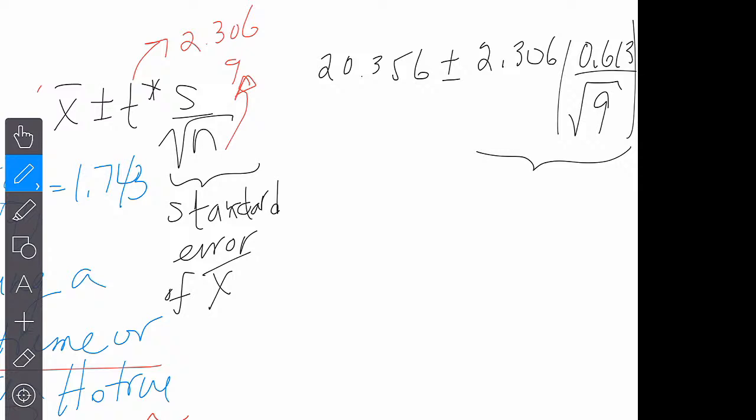Let's calculate the margin of error together. 0.613 divided by 3, times 2.306, is 0.4711. I'll just leave it. And then plus or minus 20.356. So this is the 95% confidence interval.